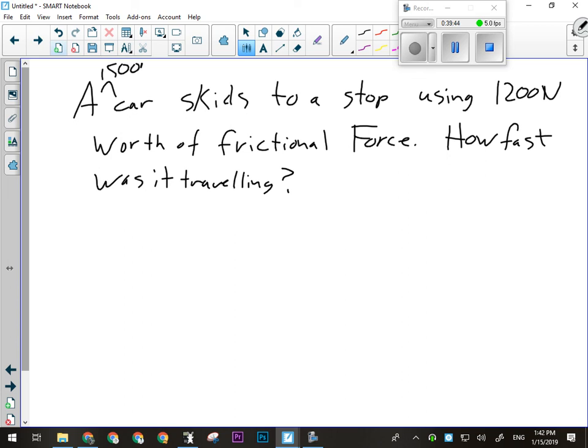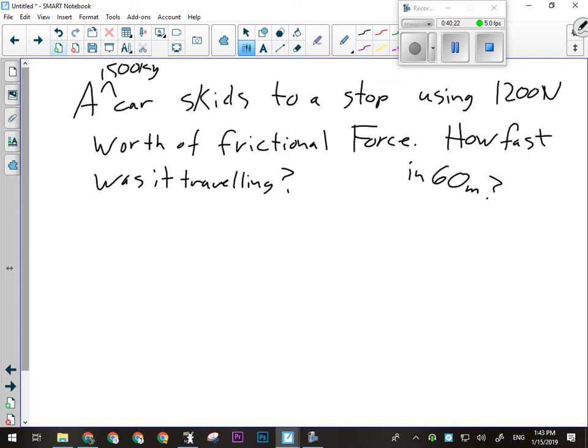And we'll say it's a 1,500 kilogram car. This is pretty simplistic, but it's what I can think of just off the top of my head. Okay, so sorry, I would need one more number here. I would need the distance, or time. Let's just say it skids to a stop using 1200 newtons worth of frictional force in, let's say, 60 meters. I don't know. I'm just making up numbers here. This might not work.